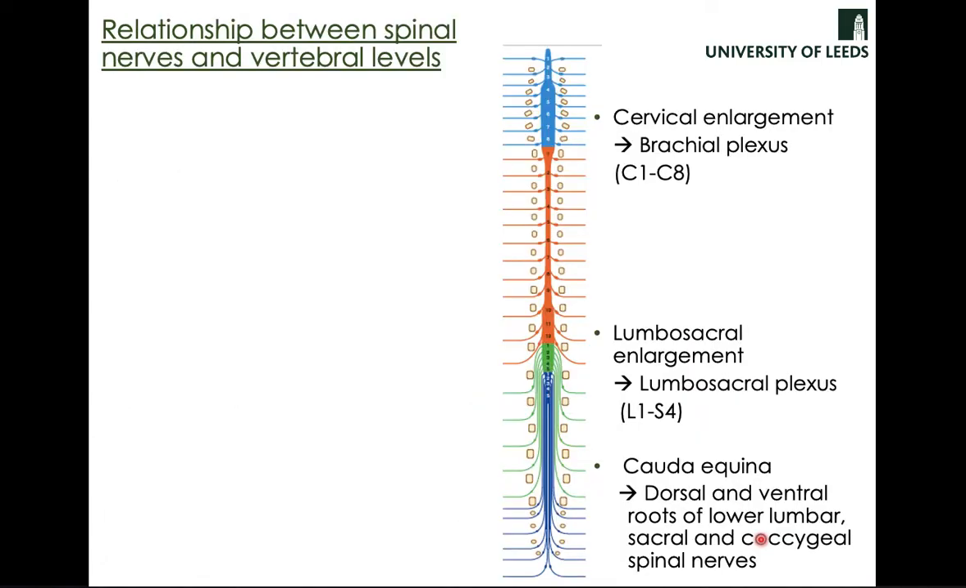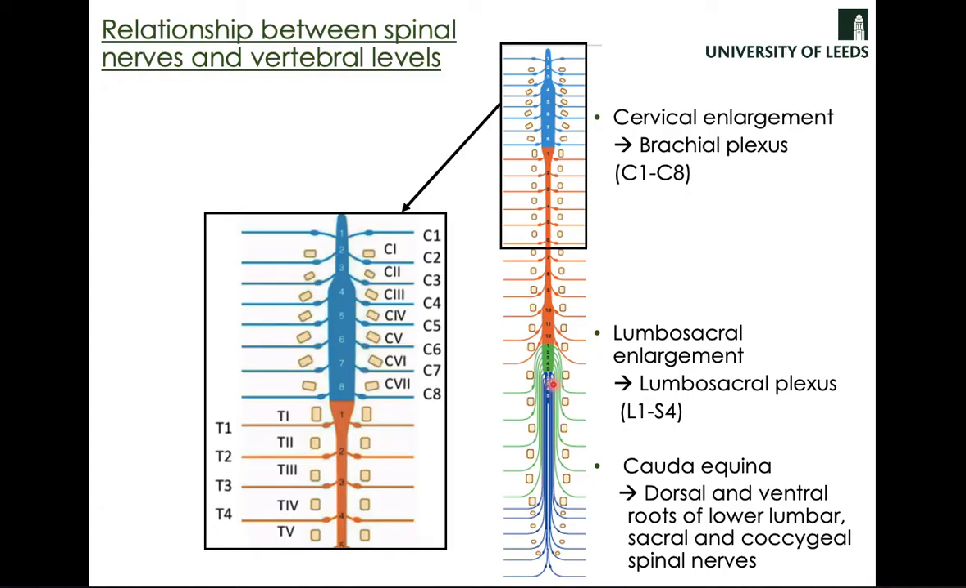Okay, so what we're going to be doing now is looking at that relationship between the spinal nerves and the vertebral levels. So we can again appreciate how the cervical region of the cord is thicker, as well as the lumbar region of the cord is thicker. Why are they thicker? Let's focus on the cervical region. And we can see that cervical enlargement here.